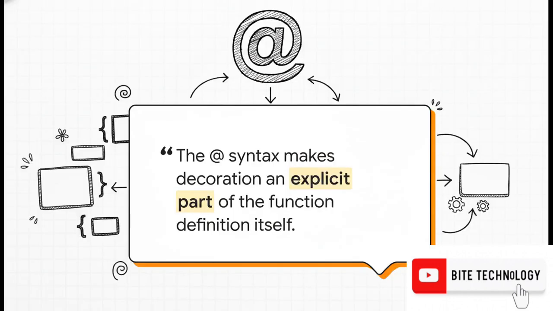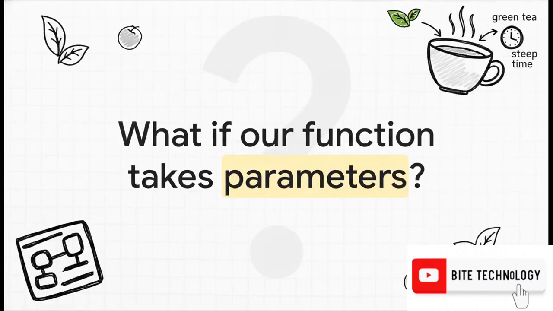As our source material brilliantly points out, dropping that @ symbol right above the function header makes it instantly obvious to anyone reading your code that this specific function is being enhanced. It visually binds the enhancement directly to the definition. But hold on, what happens if our function takes parameters? Our simple timer works great for a basic function with no inputs, but the next logical question is, what if we need to pass in a specific tea type, like green, and a steep time, like 1 minute?